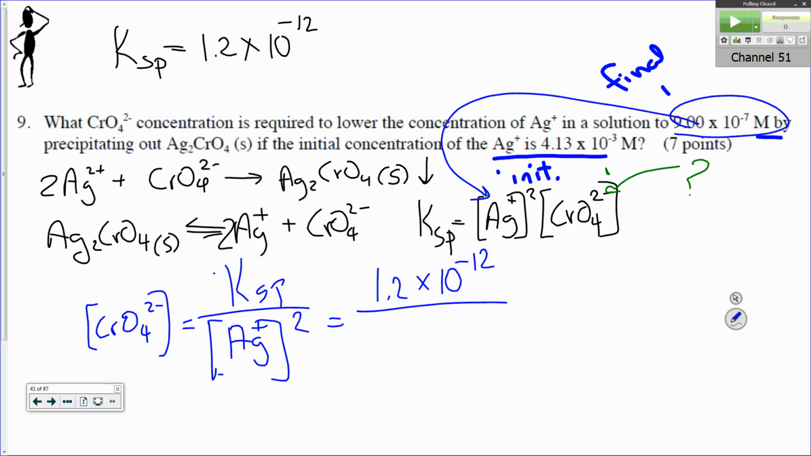So it's the same KSP. This solubility equilibrium is going to stay the same as the one we were chasing. Okay, so that part doesn't change. All right, so the initial concentration of the silver doesn't matter, but we need to put the final in. So 9 times 10 to the minus 7th, and we've got to square it. If I do the math on that, what do you get?